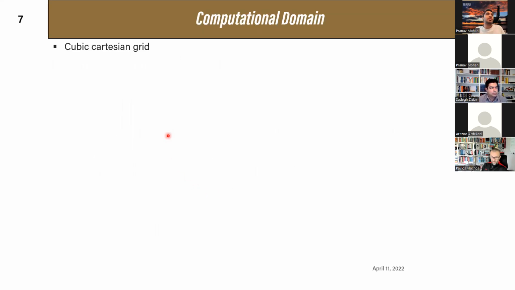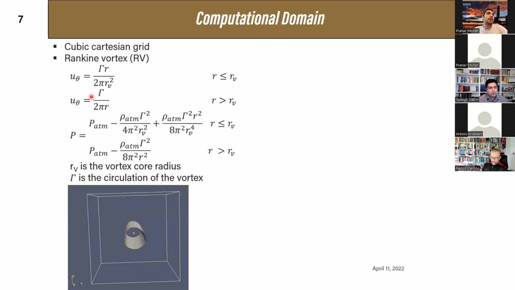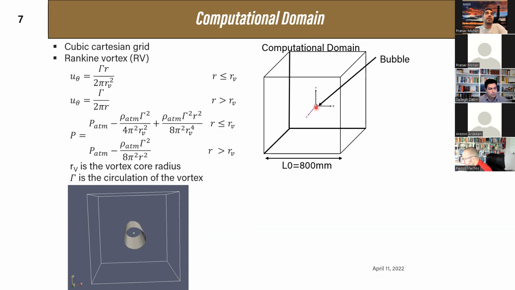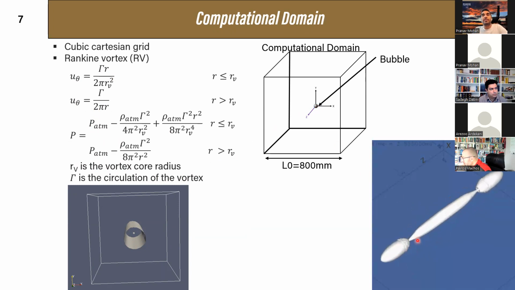So we use a Cartesian cubic grid and induce a Rankine vortex in it, given by these equations. So we have a line vortex, which looks like this. I've plotted here the isosurface of the vortex, so you can see how it looks. And what we do is we initialize the velocity conditions and the pressure conditions. We also induce a small nucleation site or a small gas bubble at the center of the domain, and then we start our simulation like that, and that leads to a simulation that looks like this, where there's a small bubble that elongates axially and grows in this manner.